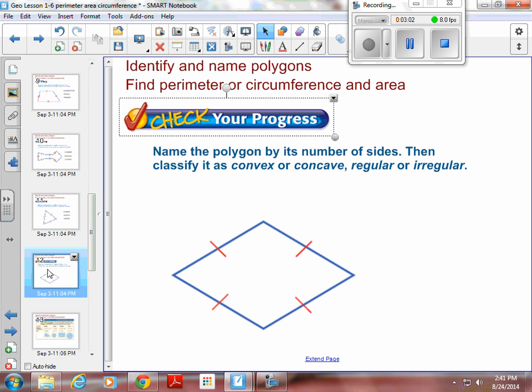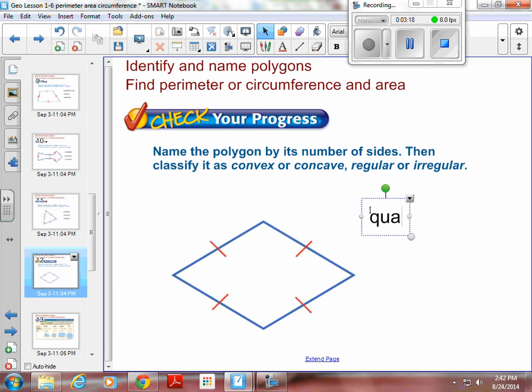And let's have one more here. This one's going to be check yourself on this. So take a moment, write down what you think this is called, and then we'll be back in a second. Okay, coming back. This has 4 sides. 4 sides, remember, are quadrilaterals. And then is it convex or concave?